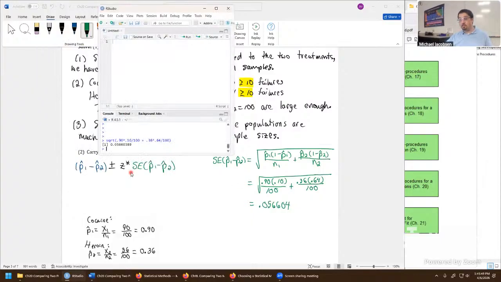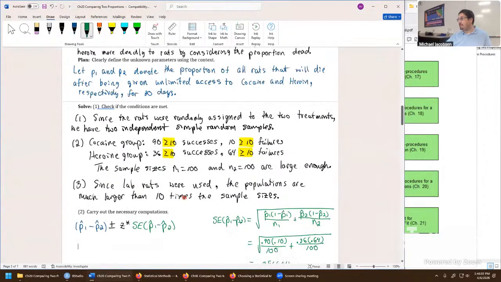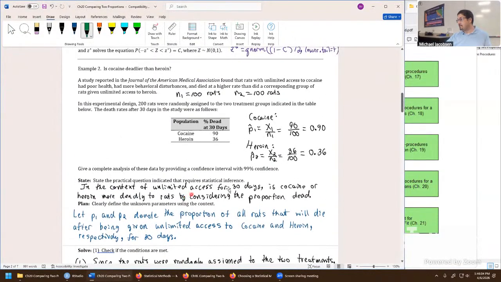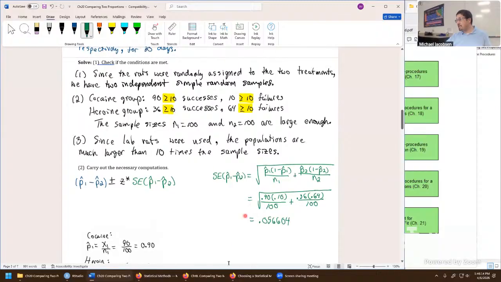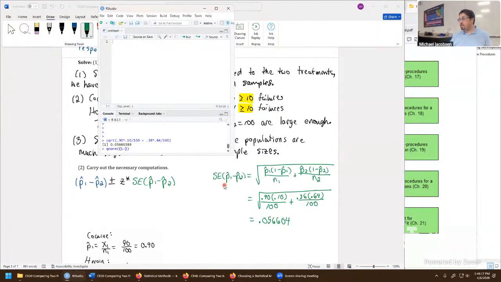Next big thing we need is z star, but again, that one is not too bad. That's a quick computation. Z star is going to be qnorm of 1 minus, but we should double check the confidence level so we don't get the wrong value there. Confidence level is 99%, so we're going for a high level of confidence. And again, this is the syntax we're using here, cited in the notes in purple. So reusing that syntax, let's go 1 minus 0.99, divide by 2, lower.tail equals false.